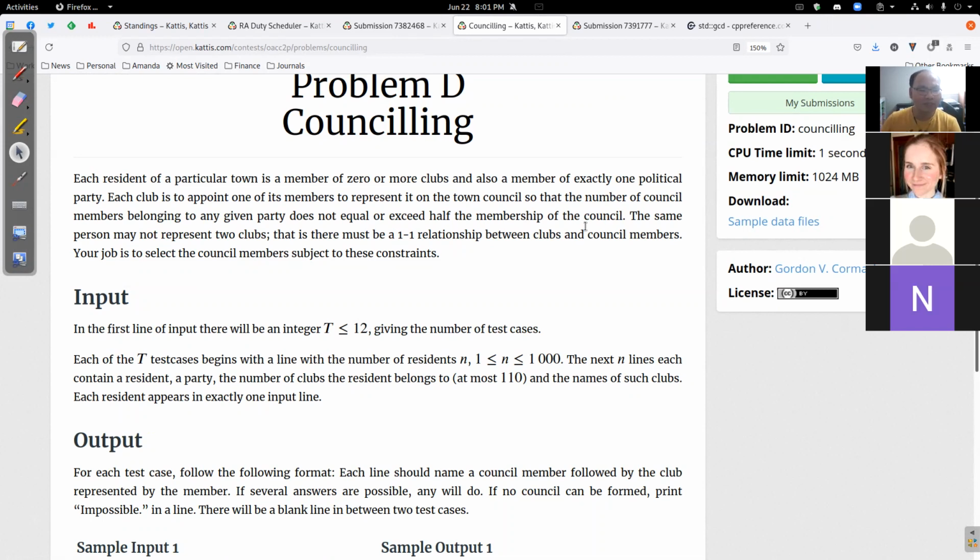The same person may not represent 2 clubs. So even though a person might belong to multiple clubs, they can only represent 1 club. And so there must be a one-to-one relationship between clubs and council members. Your job is to select the council members subject to this constraint. So that's the question.